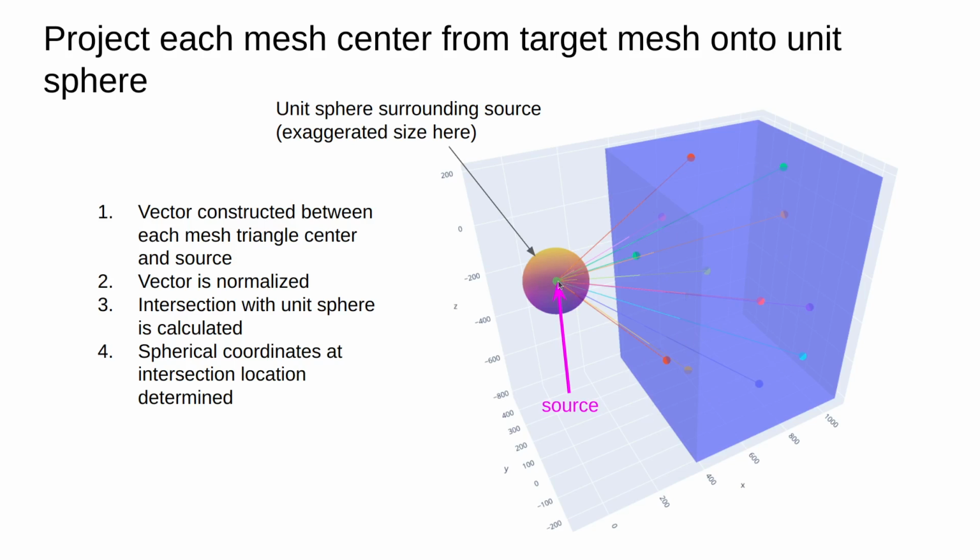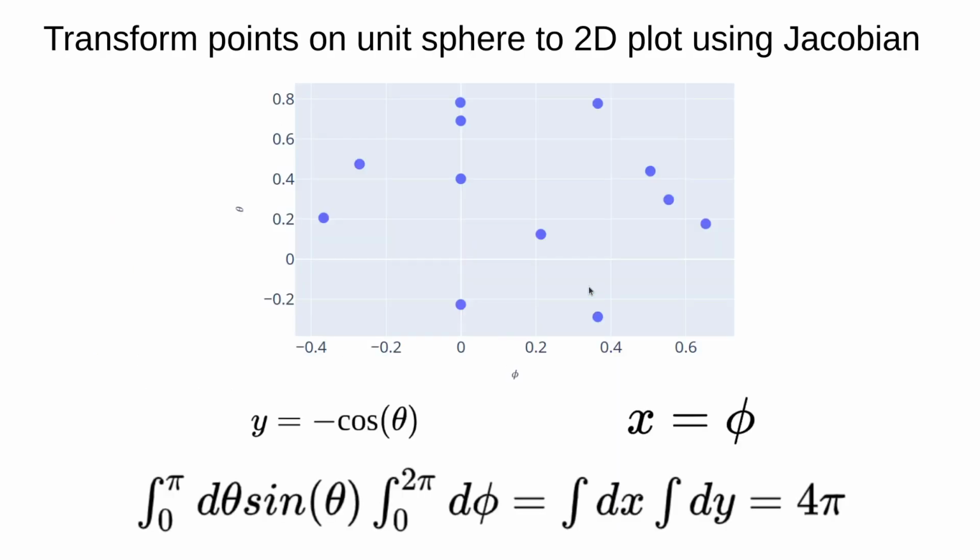Here's one of those source points. We're going to do this for every single source point. We construct a vector between each mesh triangle center and the source, then normalize that vector to create this unit sphere, and figure out where all of the coordinates intersect the sphere. That's what you're seeing here. If we plot in this spherical coordinate, we can see the distribution of all of the mesh centers as viewed by the sphere.